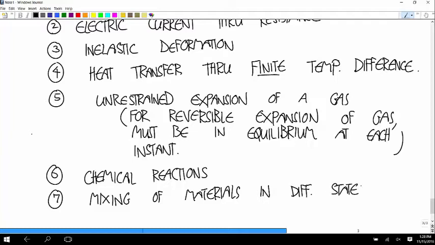And you need to keep all of these in mind as you're going through problems so that you can identify places where there are irreversibilities. These are all the things that make your system less efficient. Okay.